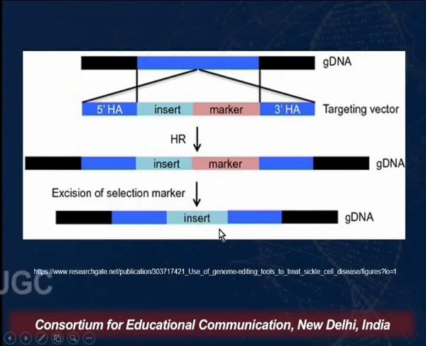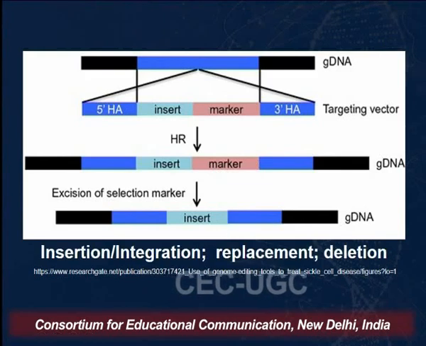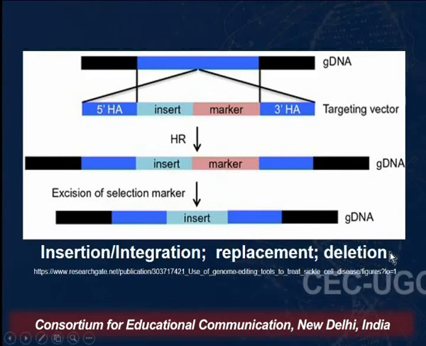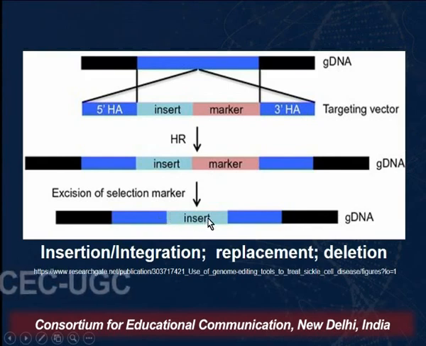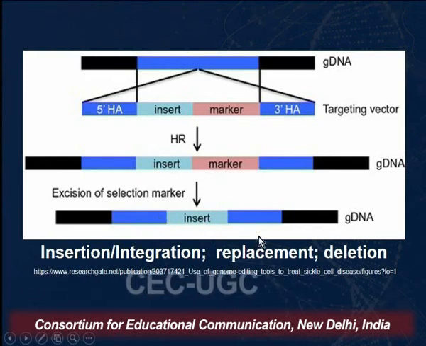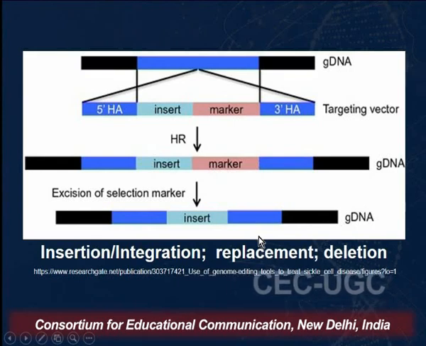So in this particular case there is integration or insertion that has occurred, but that is how basically homologous recombination works. This is an overview of that. So this can be insertion, integration, replacement, or there can be inactivation or deletion as well.